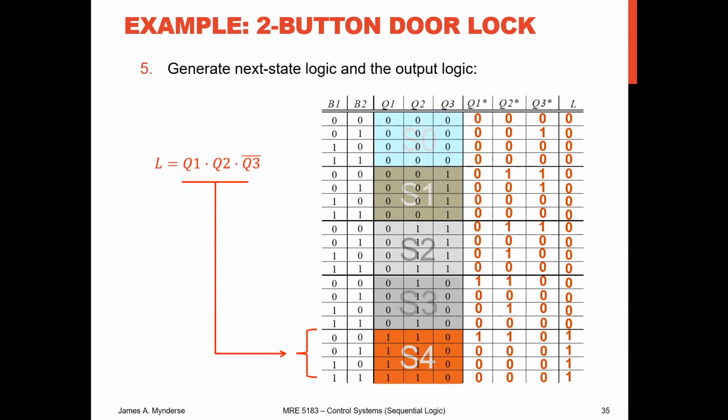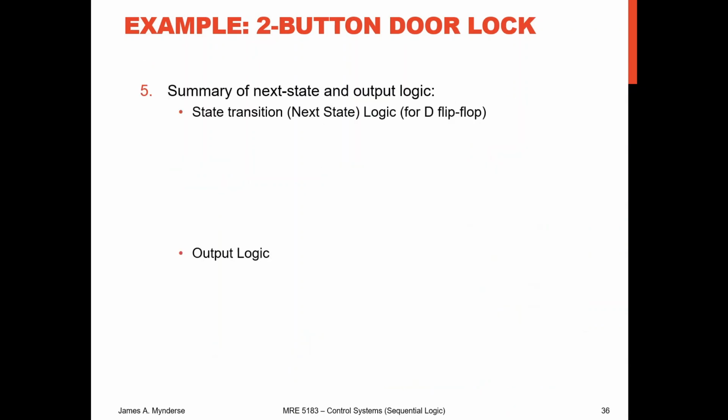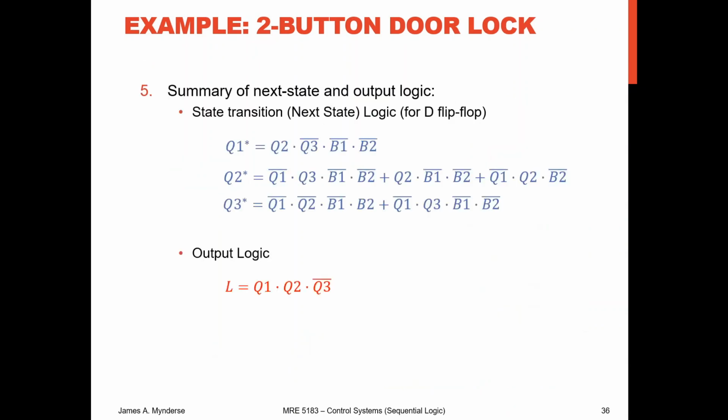My output logic is pretty easy because I know that the output only happens in state S4, and so I know the combination of Q1, Q2, not Q3 gives me that. So that's my output logic. So putting it all together, here is my next state logic, here's my output logic, and so I should be able to then make myself a schematic using these logic implementations.